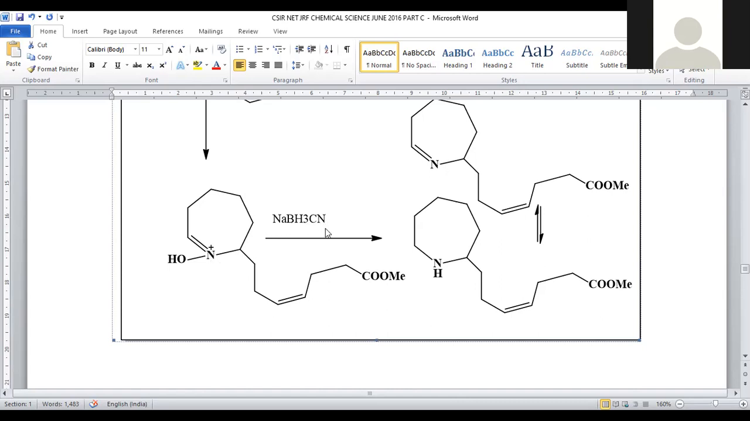Now it is treated with sodium borohydrocyanide. This is a mild reducing agent. What will it do? It will reduce this OH group. So the OH group will be discarded, and here we will get the NH functional group. So finally we got a saturated 7-membered ring system with the side chain as such.